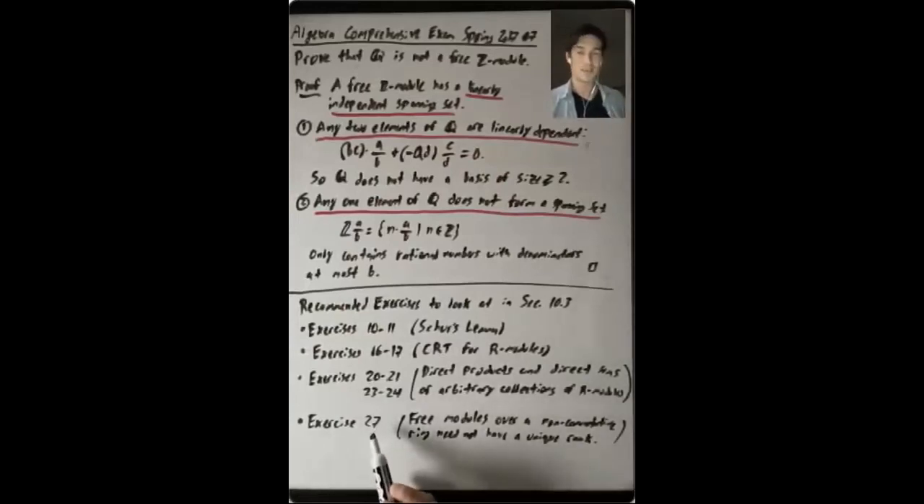And exercise 27 shows that something much more complicated is going on with free modules over non-commutative rings. A free module over a non-commutative ring need not have a unique rank, which is weird, and is, I think, another good argument for first trying to really understand how the theory of R modules works when R is a commutative ring with identity.